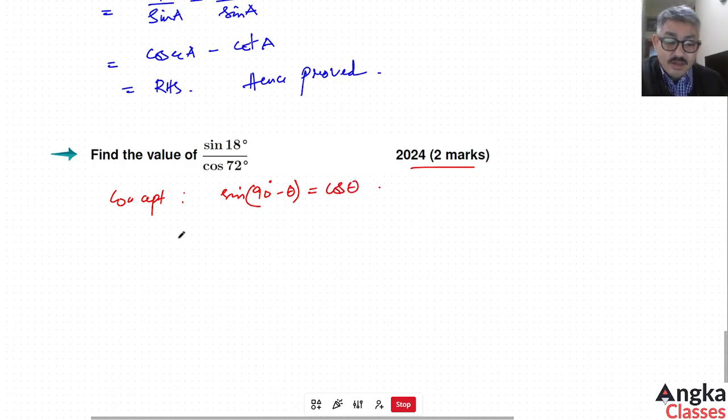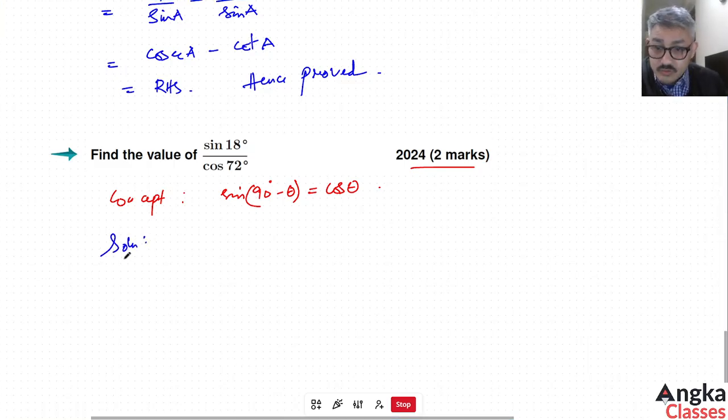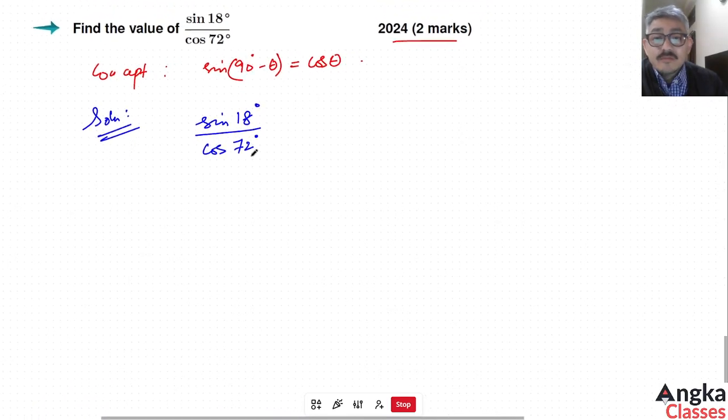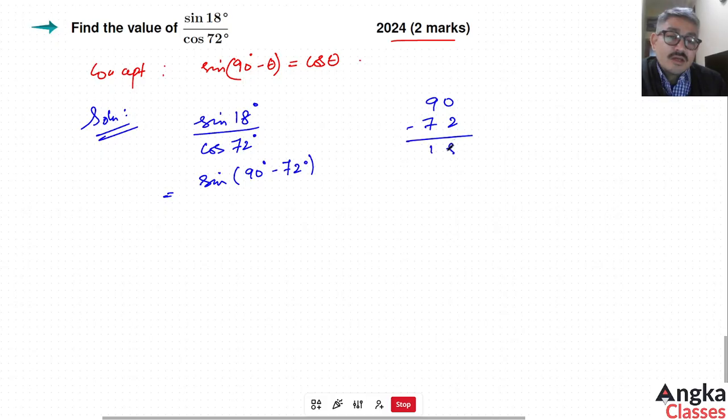So in the solution, the left hand side is again sine 18 degree upon cos of 72 degree. We can write sine 18 degree as sine 90 degree minus 72 degree, because 90 minus 72 is 18.